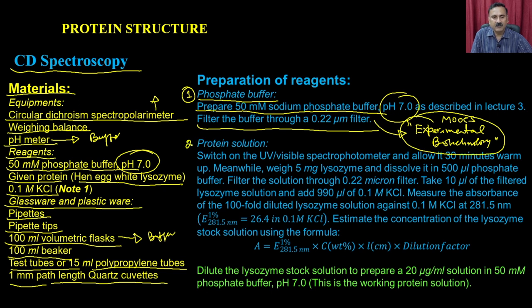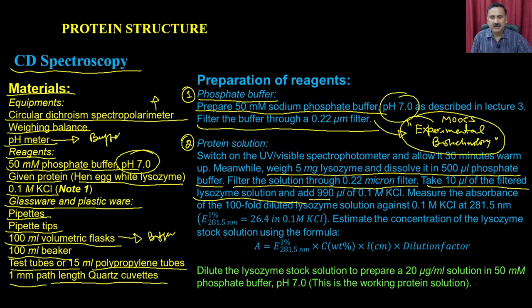Then you also require to prepare the protein solutions, right? So you can weigh 5 milligrams of lysozyme and dissolve it into 500 microliter phosphate buffer. Filter the solution through the 0.22 micron filter. Take 10 microliter of the filtered lysozyme solution and add 990 microliter of 0.1 molar KCl. Measure the absorbance of the 100-fold diluted lysozyme against 0.1 molar KCl. So that is going to tell you the concentration of the protein.